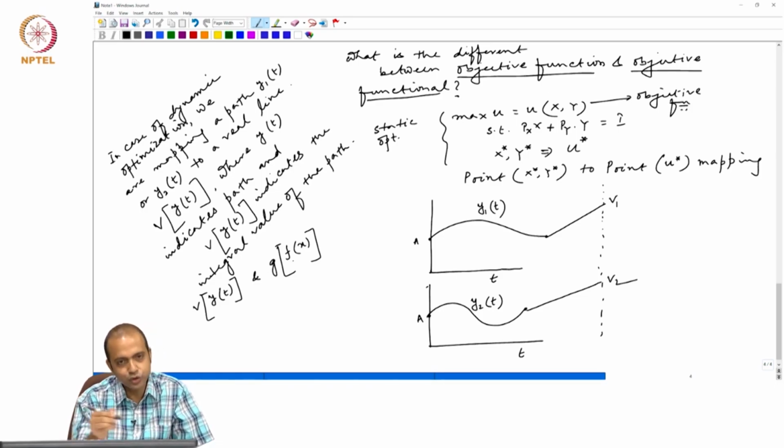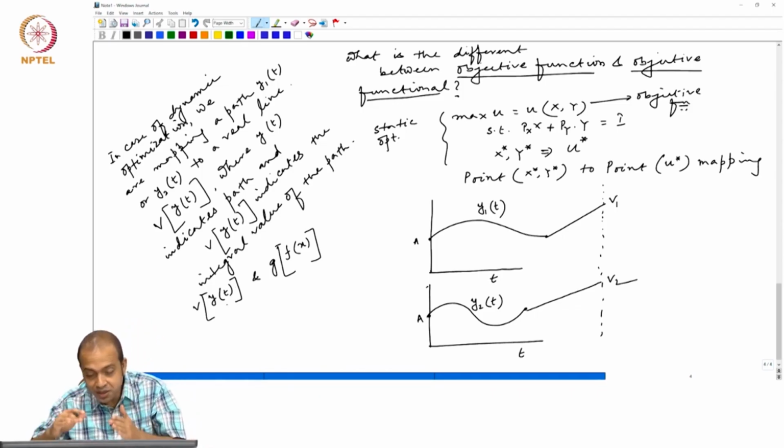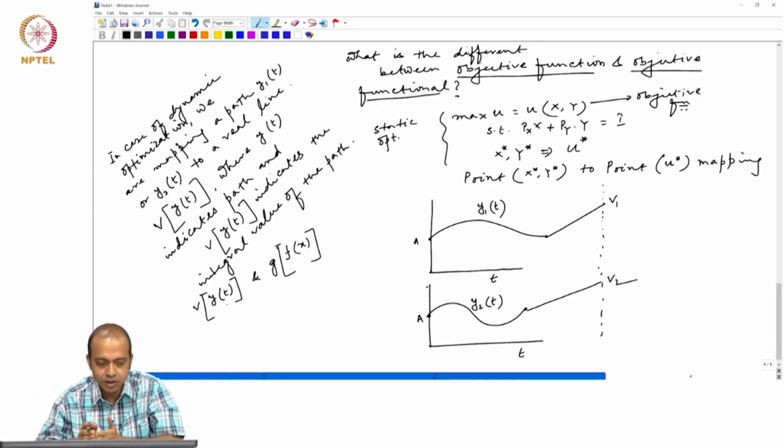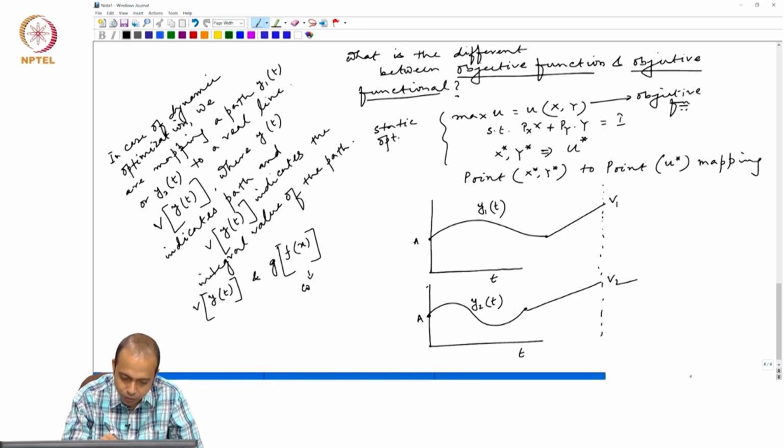So, ultimately g is also a function of x, but here I am not saying v is a function of y t. y is a function of t, and thereby v is also a function of t. Rather, I am saying v is basically the integral value of y t, total y t is mapped into the real line. So, here this is a composite function, but it is not. This is not a composite function.